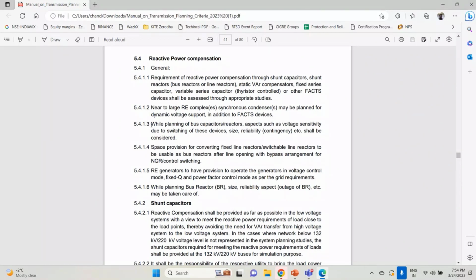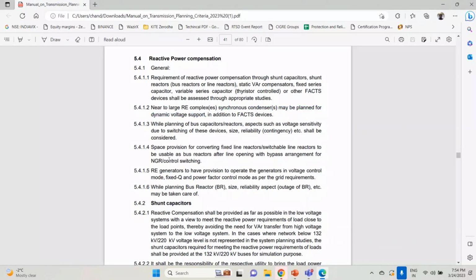Yeah. So you can search on the net. You will get a lot of things, because this synchronous condenser provides you the inertia, dynamic voltage support, and it also helps us in improving the fault level at those RE points, RE complexes.